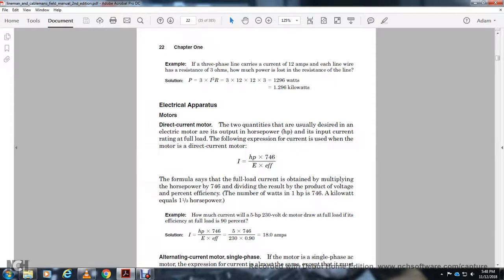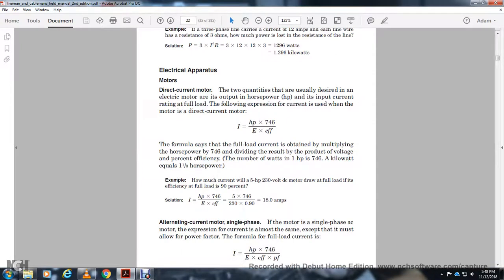Example: 1 and one third horsepower. How much current would a 5 horsepower, 230 volt DC motor draw at full load with an efficiency of 90%? You'd have the amperes equal to 5 times 746, over 230 volts times the efficiency of 90%, which would give you 18 amps.